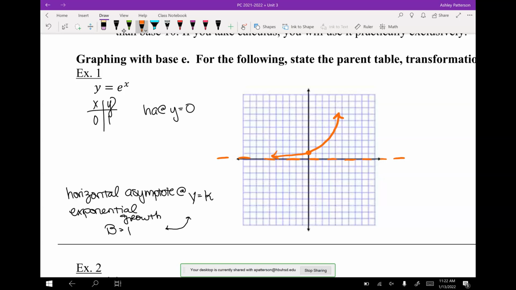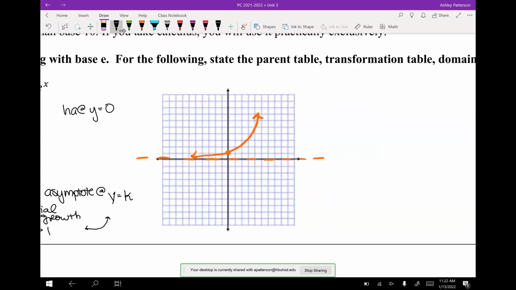What's the domain? All real numbers. Does that ever change for an exponential function? It does not. What's the range? Nice, 0 to infinity. Y is greater than 0. It does not include 0. Okay, so that's e to the x.